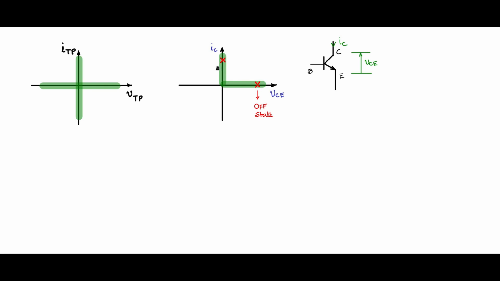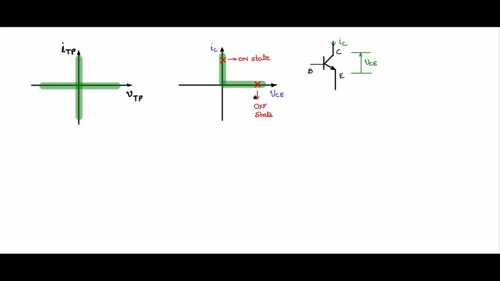Now let us take another point on this axis like this as shown. Here there is some finite current for this operating point and the voltage across the switch is 0. What it basically means is that this is the on state and it is supporting a positive current.